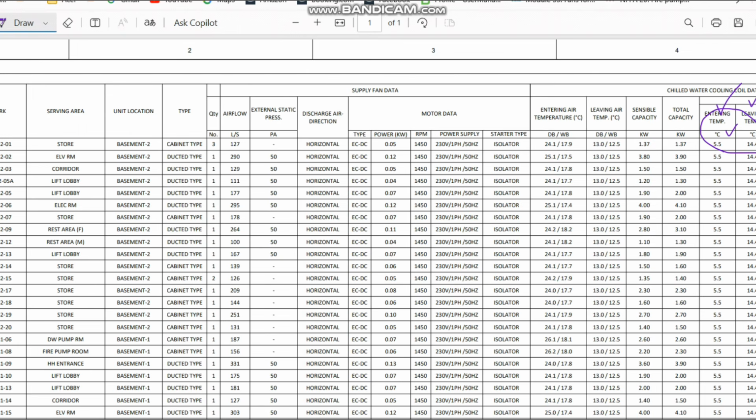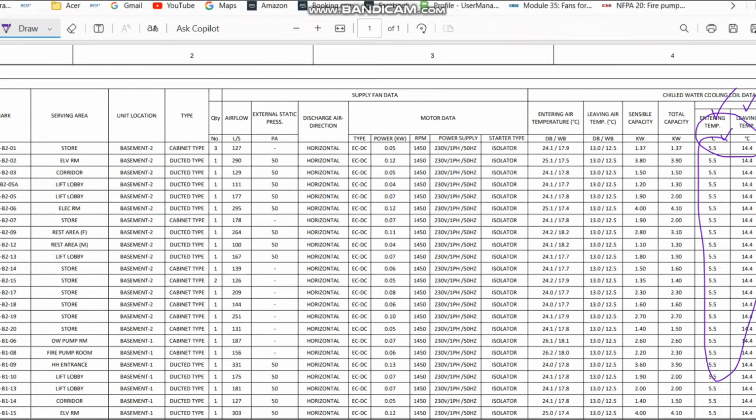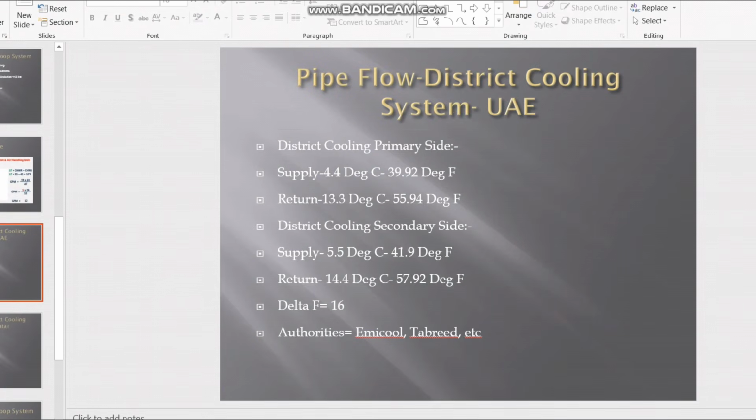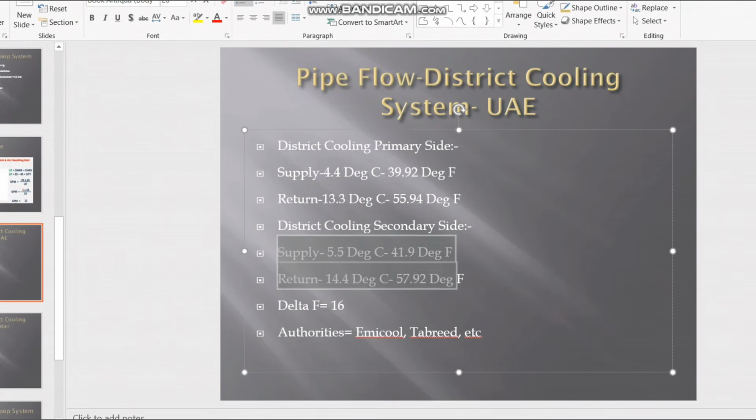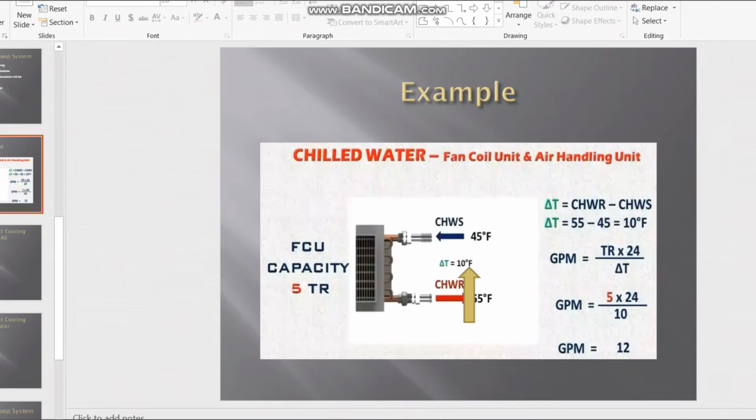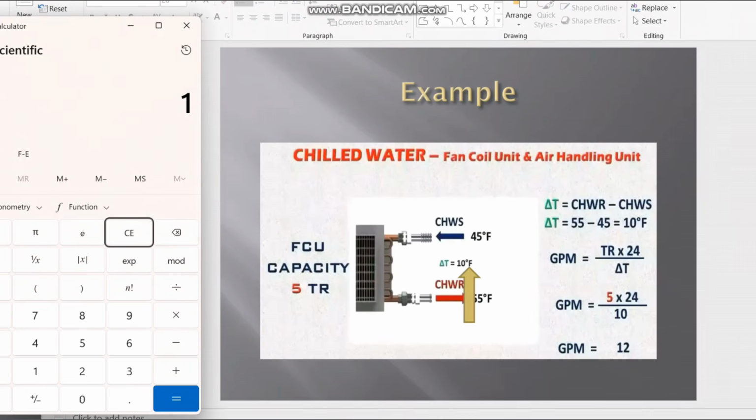In our example, the complete project is 5.5 into 14.4 only because of the district cooling system. If you follow this concept of 5.5, 14.4, the delta T is 16 degrees Fahrenheit only. So if you say 16 degrees, what will be the answer here? Ton of refrigeration, for example, 1 ton into 24 divided by 16. So for 1 ton you have to apply 1.5 GPM.